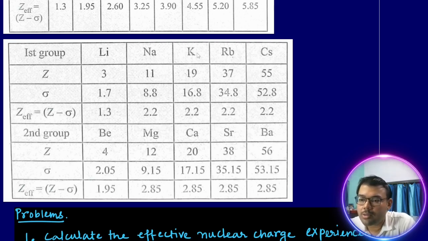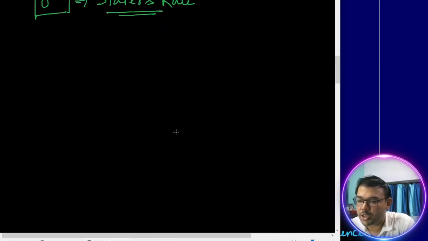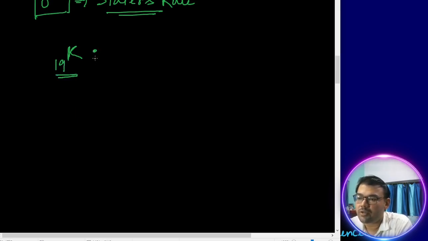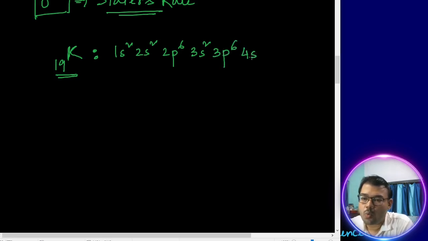So now I am going to calculate the sigma for potassium. How can we calculate the sigma for the potassium atom? First, potassium has atomic number 19. So the configuration is 1s2, 2s2, 2p6, 3s2, 3p6, and 4s1. These are the 19 electrons of potassium situated in each orbital, and the last valence orbital is 4s, the ns np.